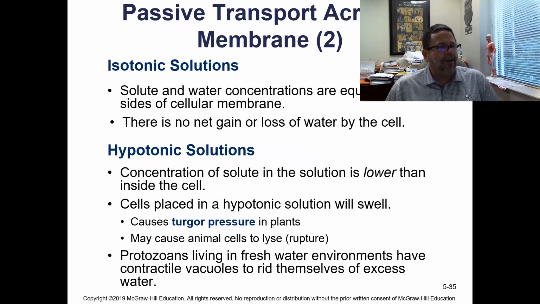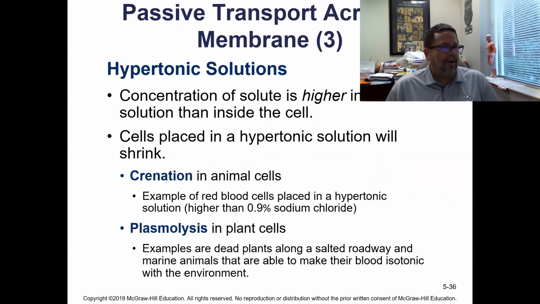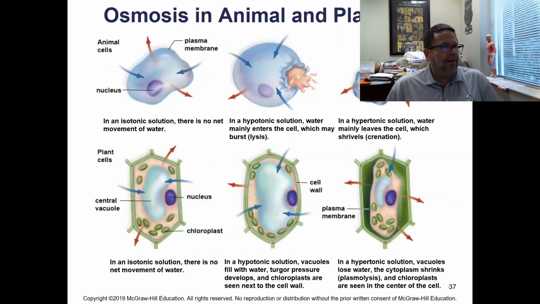If the concentration is equal on both sides of the plasma membrane, it's said to be isotonic. If it's not, then one of them has to be hypotonic to the other solution, and then that solution is hypertonic to it. Okay, so we'll look at a couple examples of this.